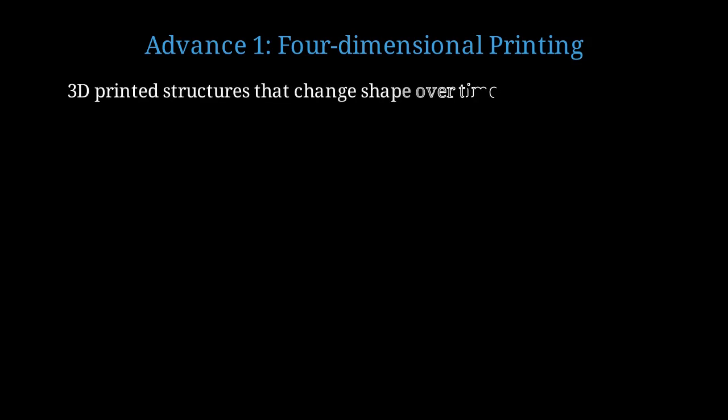Let's now look at some exciting recent advances and future directions in this rapidly evolving field. The first exciting advance is four-dimensional printing of hydrogels. This adds time as the fourth dimension. 4D printing involves 3D printing hydrogel structures that are programmed to change shape in response to environmental triggers like temperature or pH.